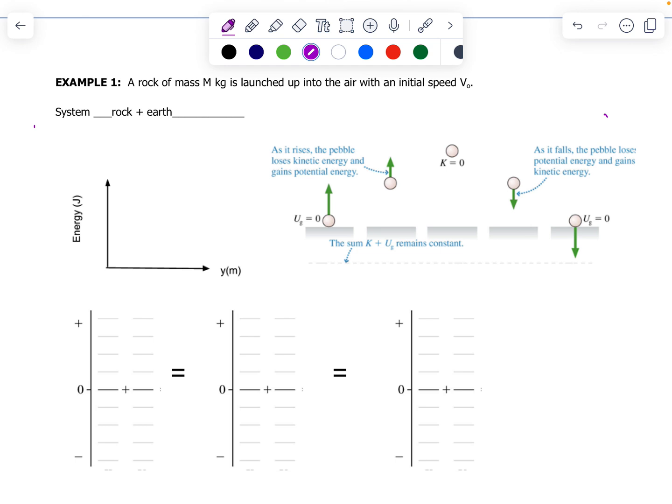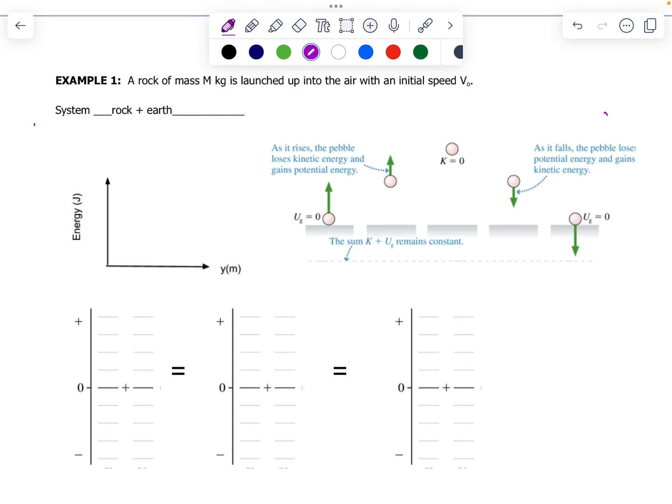All right, so our first example is a rock of mass m that's launched straight up in the air with an initial speed v naught. The picture I have shown is basically snapshots of its trajectory. It's not a projectile going like that. It's simply going up and coming straight back down again. These are just snapshots of each point along the path, so it's not a projectile launched at an angle. At the very top of the path, that's where it's going to have zero energy.